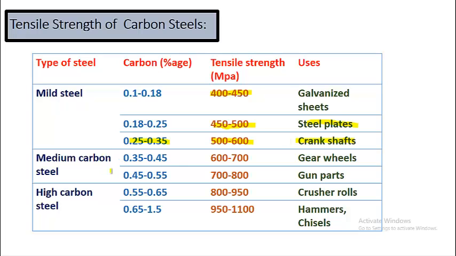Now coming towards medium carbon steel, its composition is 0.35 to 0.45, gives a strength of 600 to 700, and it can be used in gear wheels. And 0.45 to 0.55, the maximum range of carbon in medium carbon steel is 0.55, gives a strength of 700 to 800, and it can be used in gun parts, the parts of a gun, pistol, or another tool for safety. High carbon steel has a maximum percentage of 1.5%. It gives a strength of 950 to 1100 megapascal, and it can be used in hammers and chisels, that is, crusher rollers.